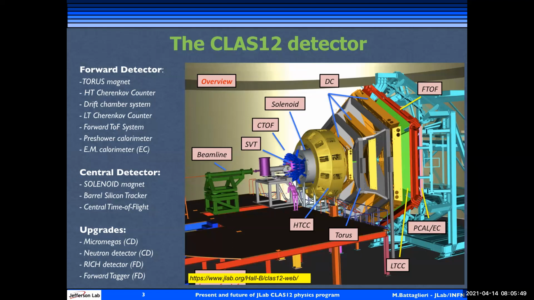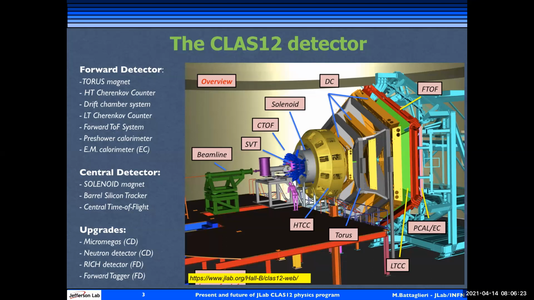Together with that, we also had upgrades of the baseline detectors that include the micromegas, barrel and forward, a neutron detector, and in particular for the forward part, also a RICH detector that is meant to separate kaons and pions at very large momentum, up to 8 GeV. So this gives CLAS12 a unique capability to do semi-inclusive measurements in a region where it's quite difficult, in particular for flavor separation.